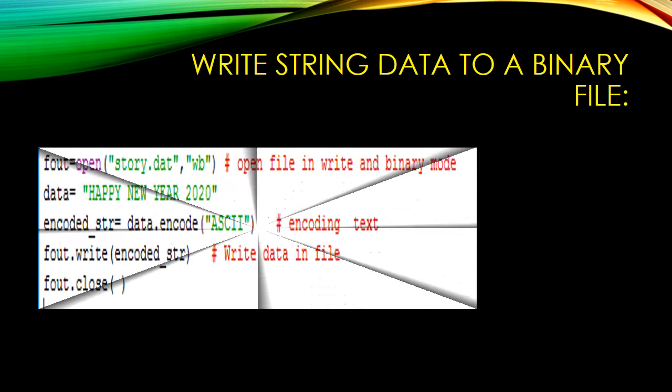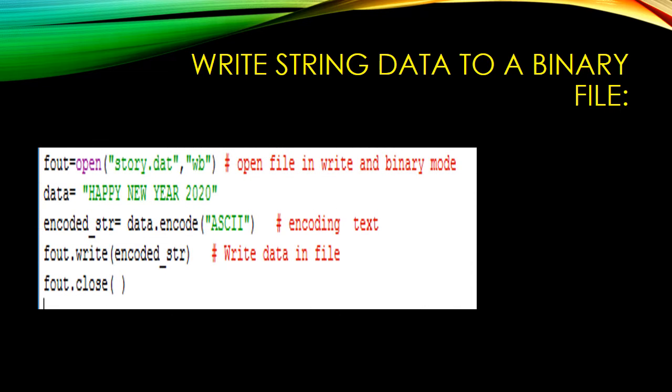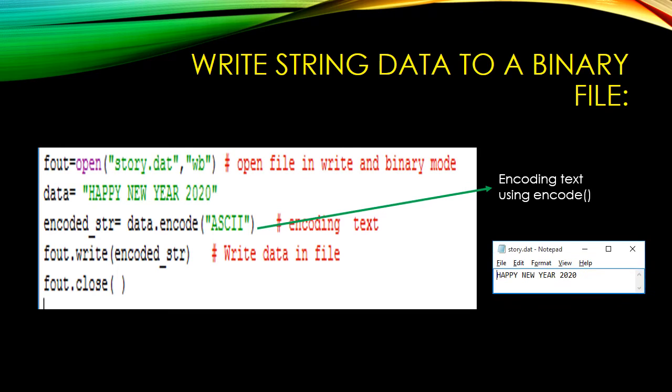So in this program, Happy New Year 2020 will be written into the file story.dat in binary mode. Before we write to the file, we have to encode it. Using the encode method with ASCII format, or we can use UTF-8 format, it will be used to store the data in the story.dat file. Using the write function, the encoded string will be written into the file story.dat.